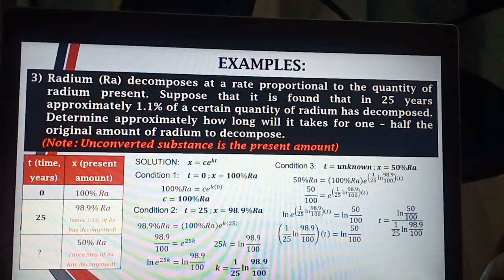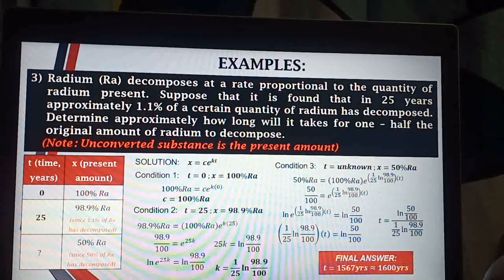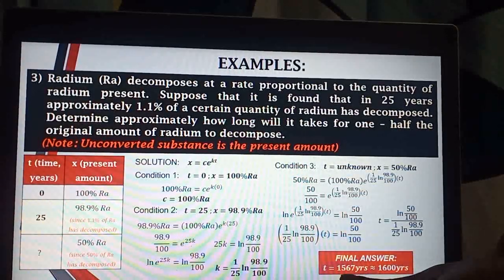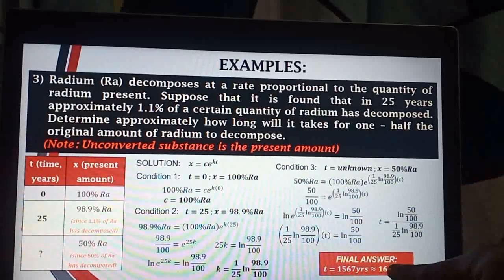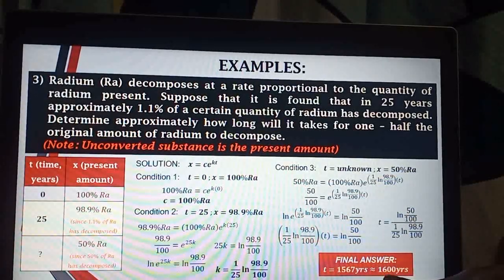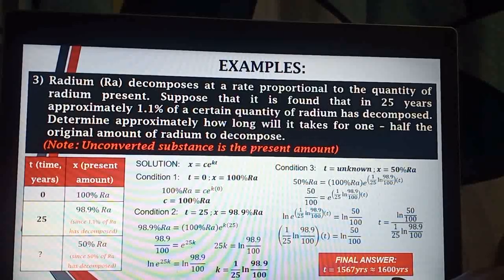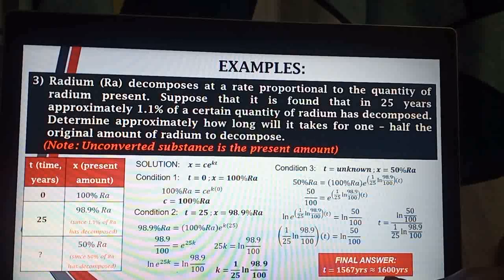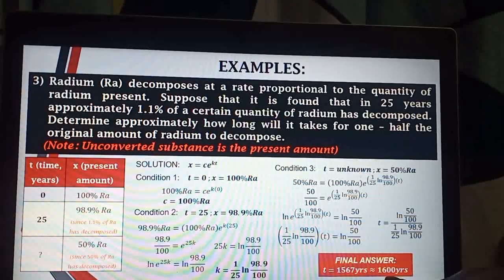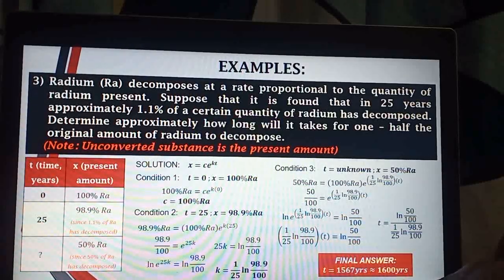over 100. So the computed value of t is supposedly 1,567 years, since our time is in terms of years, or approximately equal to 1,600 years. Or should we say the half-life of the radium is 1,600 years, wherein 50% of the radium has been converted, then the 50% is the unconverted substance of the radium.